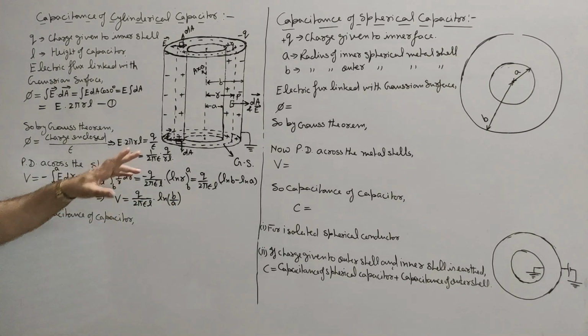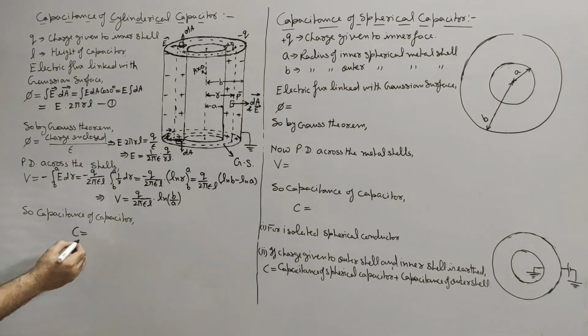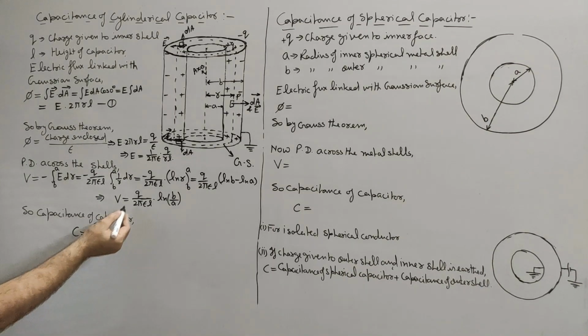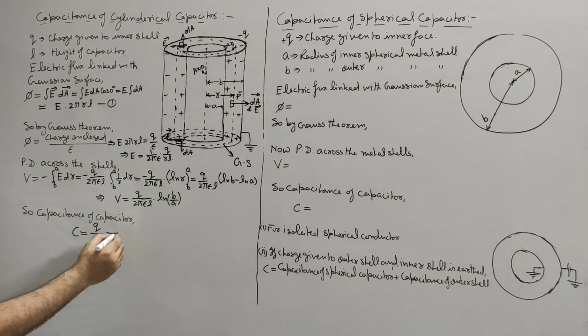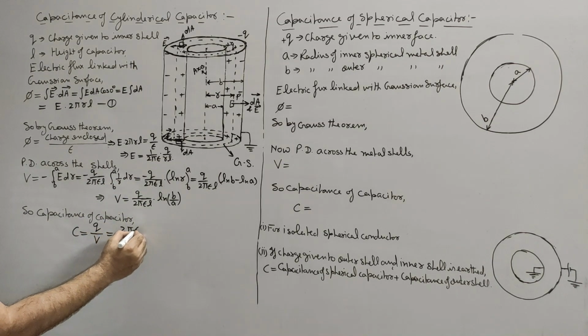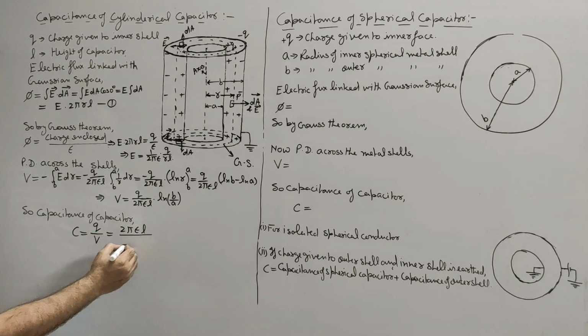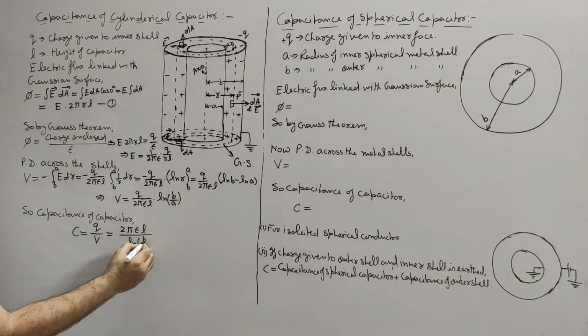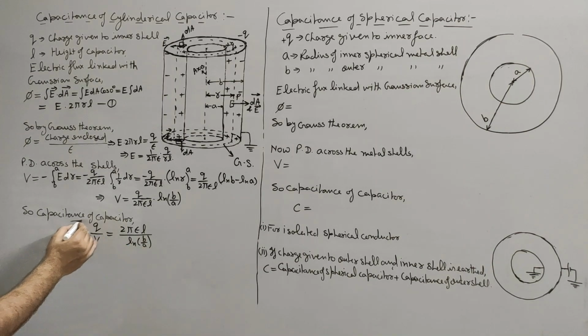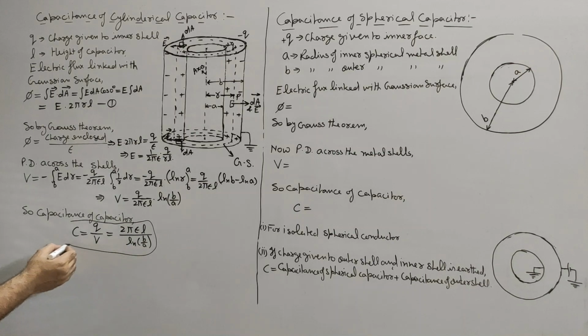Now capacitance of capacitor C will be ratio of charge given to the rising potential difference. So Q upon V, and Q will get cancelled, and we will get 2 pi epsilon L upon ln B upon A. This will give the capacitance of cylindrical capacitor.